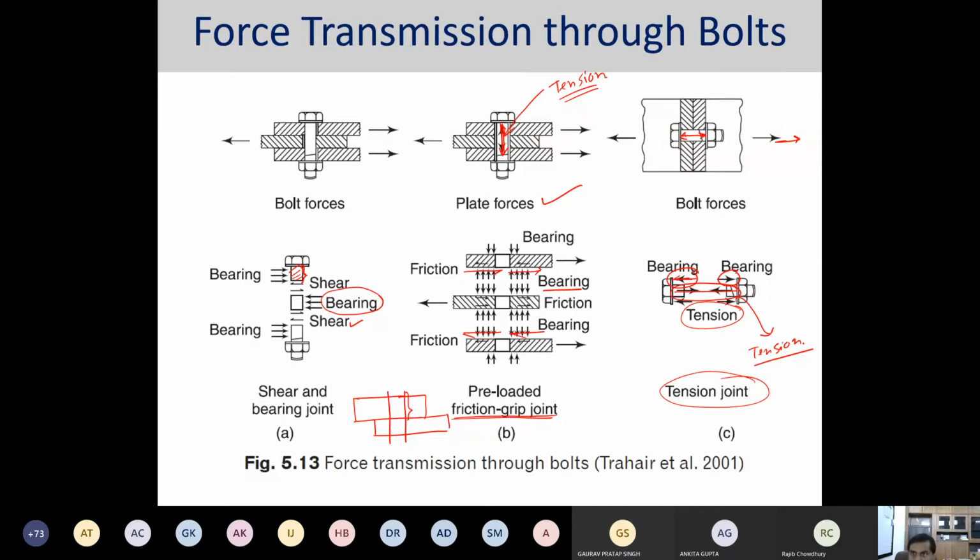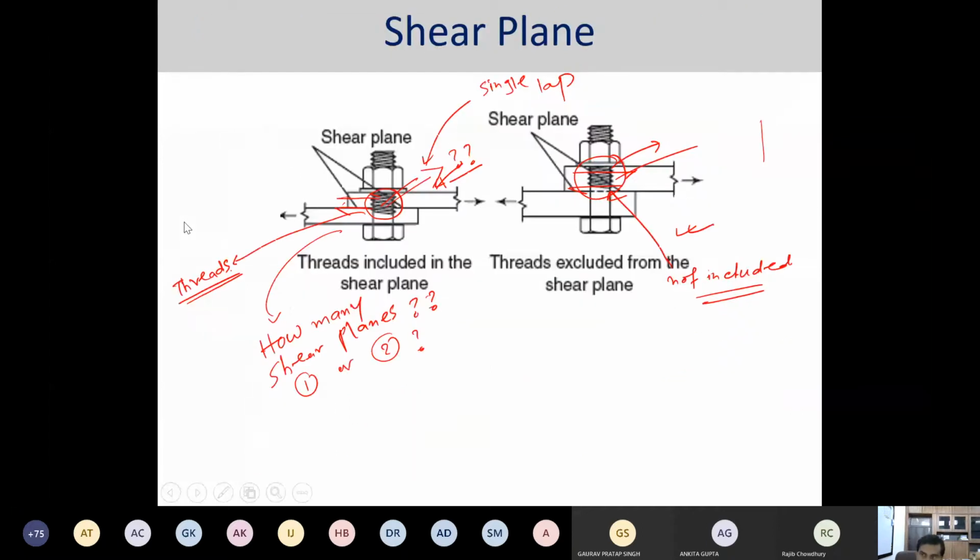Okay, and we have also seen the different force transfer mechanisms available within the bolt, whether it is a single lap joint, or a double cover lap joint, or a butt joint, single cover butt joint or double cover butt joint. Okay, and all these things were discussed in the previous class.